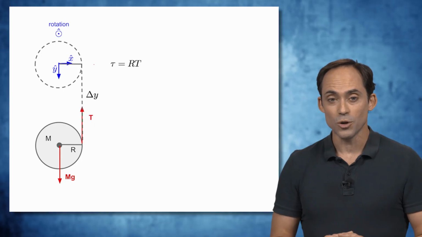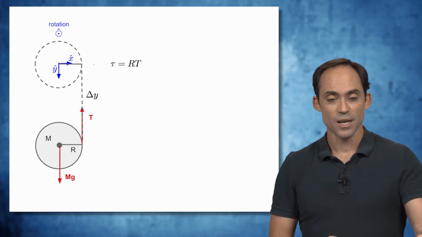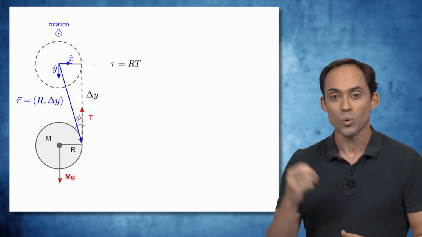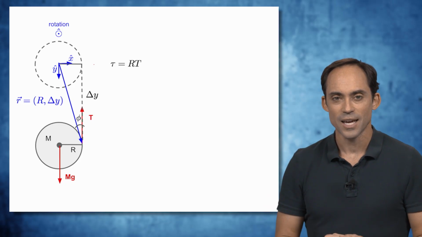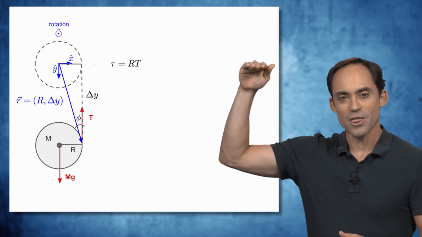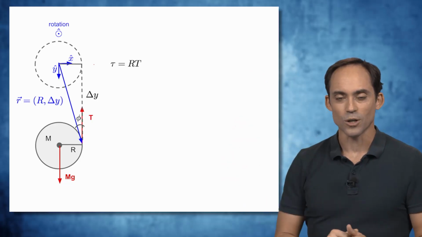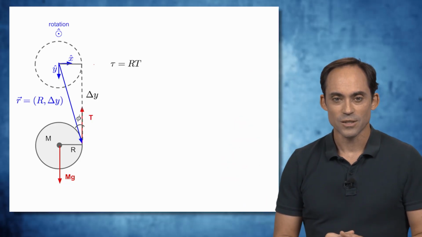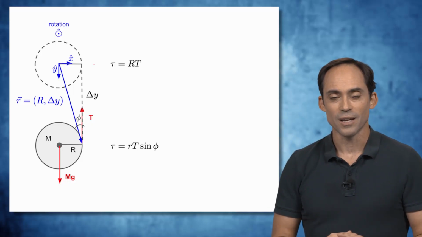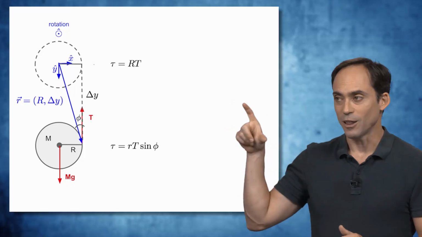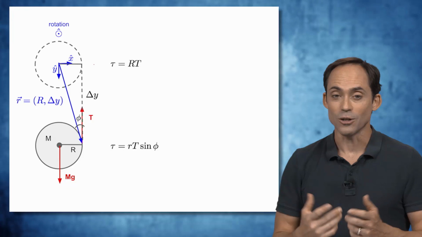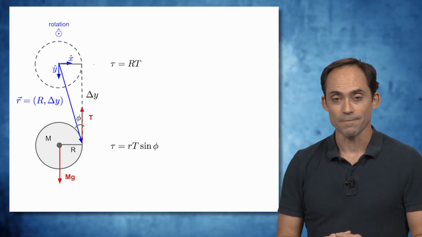Well, we can just compute it. We keep our origin where it is, and we just simply have to calculate the radial vector from the origin to where the tension force acts. And that's simply the radius away from the center of mass, and then our delta y displacement downward as it's moved down. So we have to actually formally compute this cross product. If we do that, we find that the magnitude is going to be the length of that long radial vector times the tension force times sine of the angle that's between them, which I've labeled here as phi.